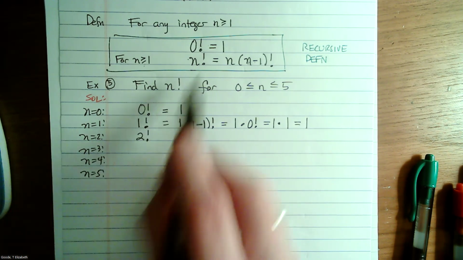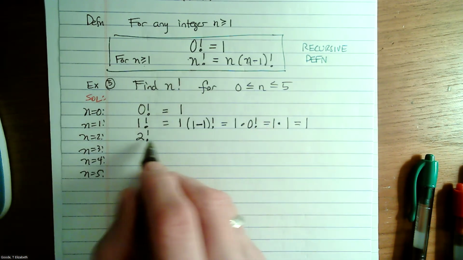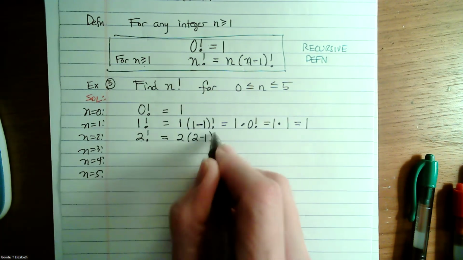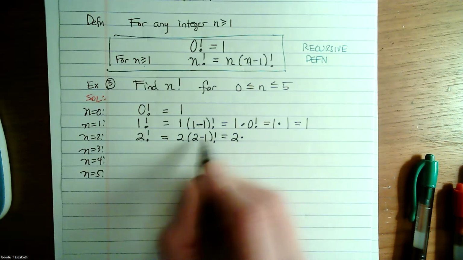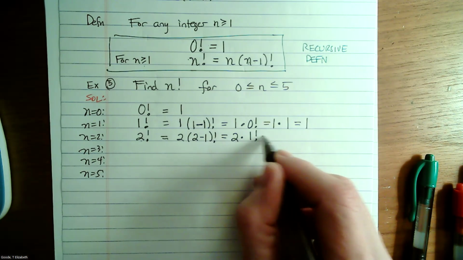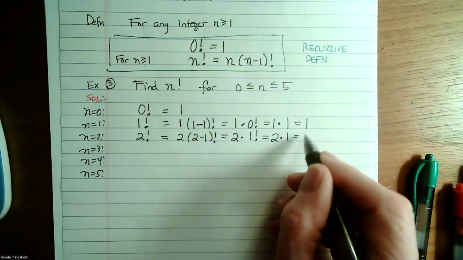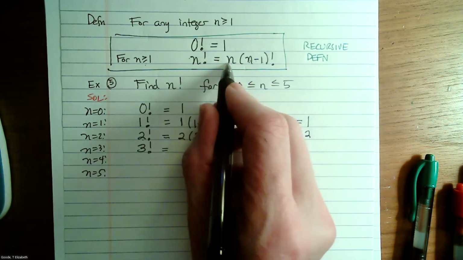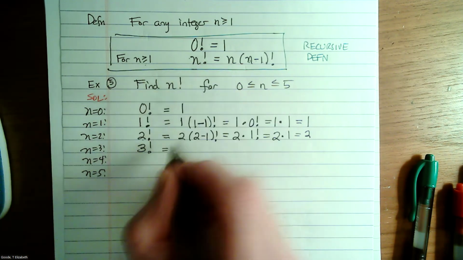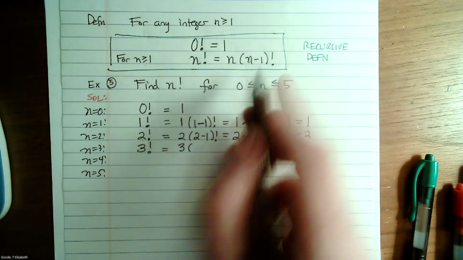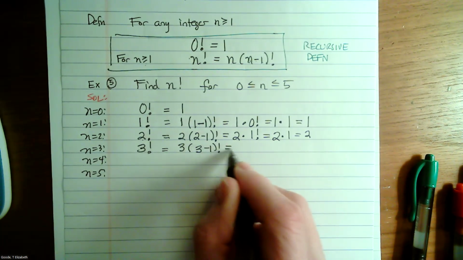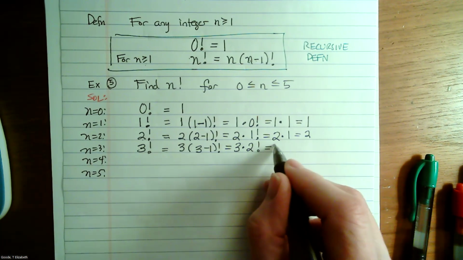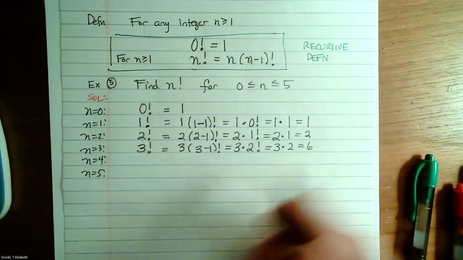Okay, when n is 2, we're still going to use the recurrence relation. 2 factorial is equal to 2 times 2 minus 1 factorial. So that's 2 times 1 factorial. Well, 1 factorial is 1, so it's 2 times 1, or 2. We'll do one more the long way. 3 factorial, okay? So n is 3. It's equal to 3 times 3 minus 1 factorial. Oh, well, that's 3 times 2 factorial. Well, we just learned that 2 factorial is 2, so this is 3 times 2, or 6. So it starts to look familiar.